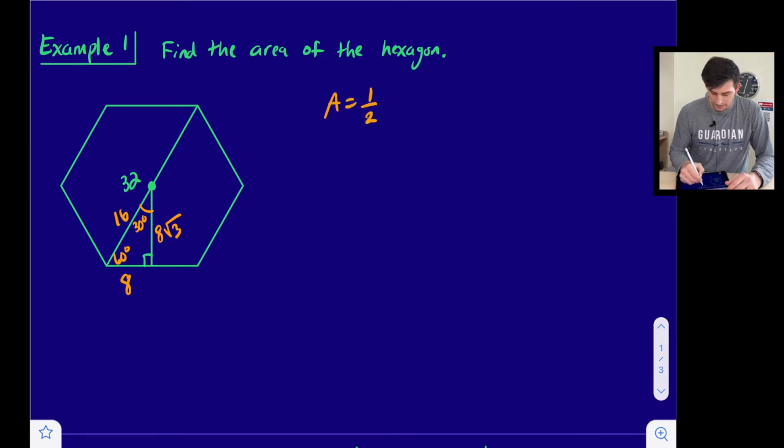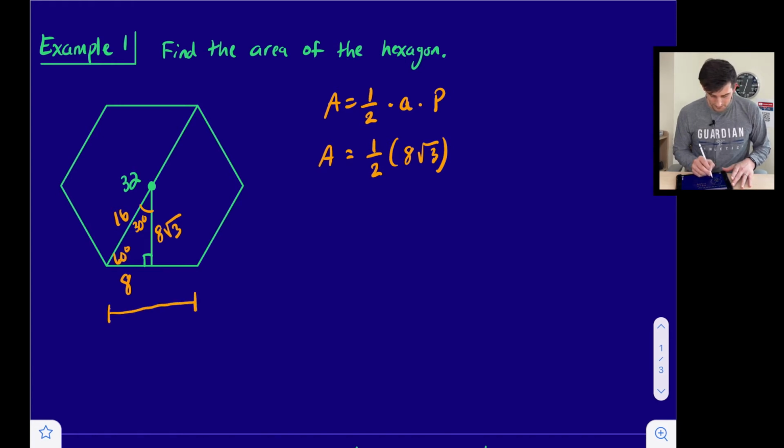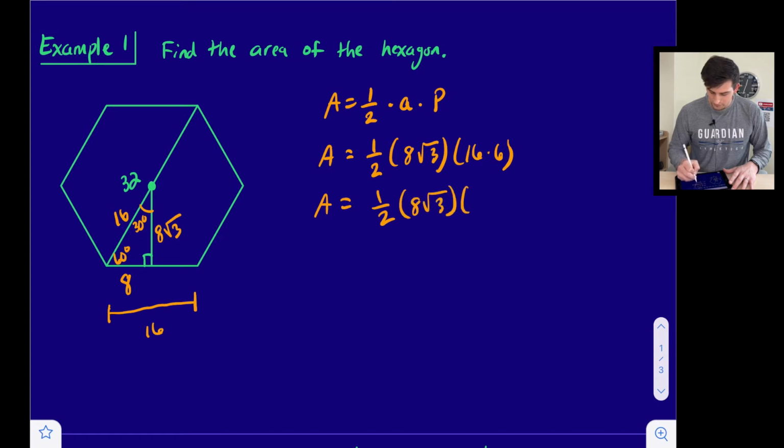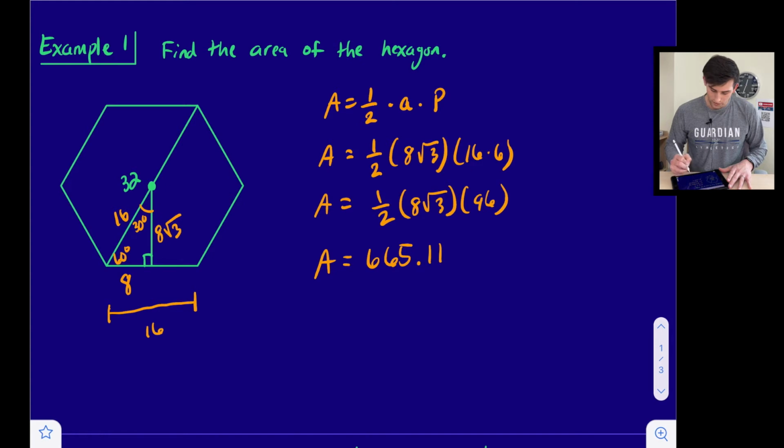We can say area is equal to 1/2 times the apothem times the perimeter. So area is equal to 1/2, our apothem here is 8 root 3, and for our perimeter, if our small side down here is 8, then our entire side here would be 16. So 16 times 6 gives us 96. Now we have area equal to 1/2 times 8 root 3 times 96. We can just type this in our calculator, multiply by 8 root 3, and then divide by 2. So our area here is approximately 665.11 square units.